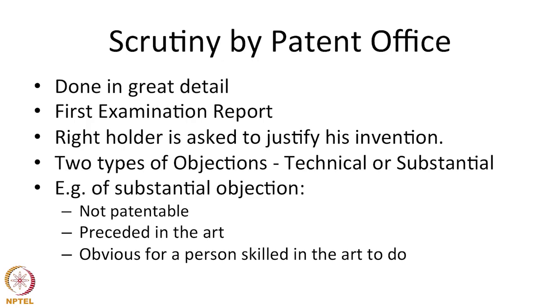So this entire process of explaining the invention, when it is captured in what we call a patent specification, the patent office does the job of not just registering it. It also scrutinizes the details in great depth. Now the scrutiny is done by giving a report to the right holder. In India we call it the first examination report. The first examination report is given where the right holder is asked how he can justify his invention in light of any objections, but most likely there are.